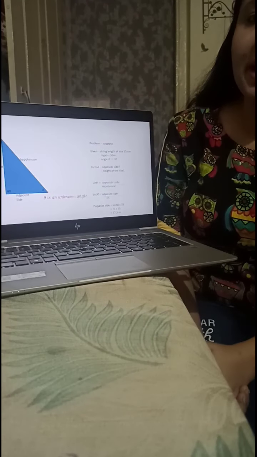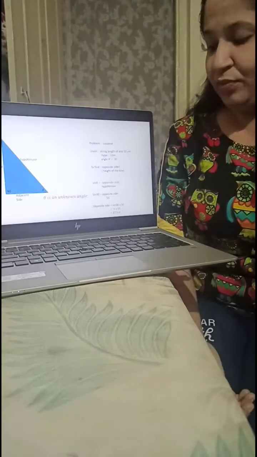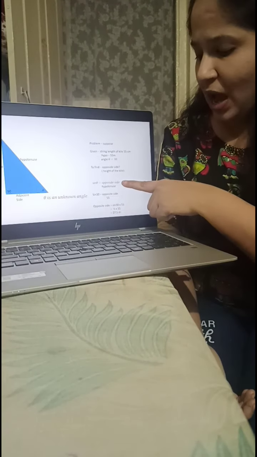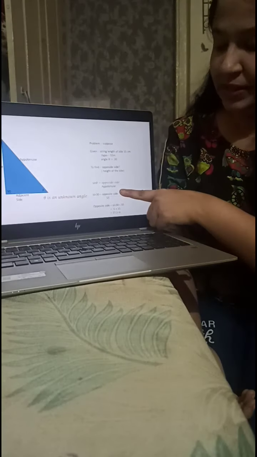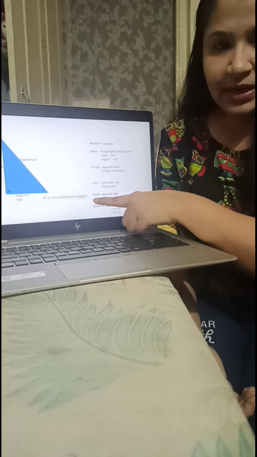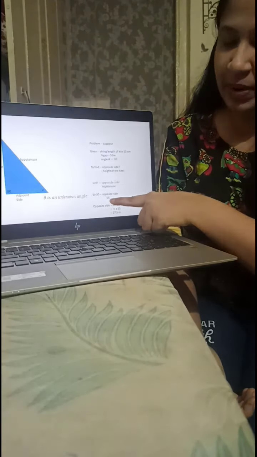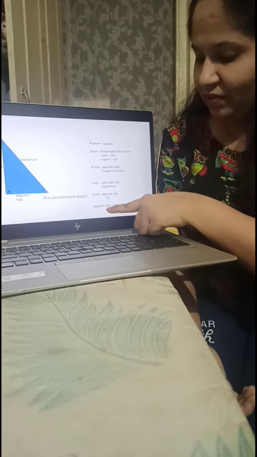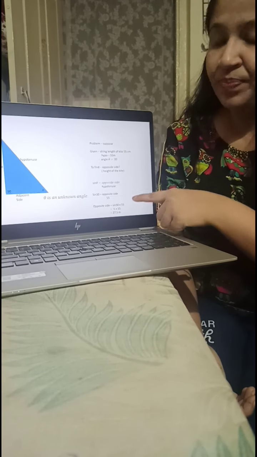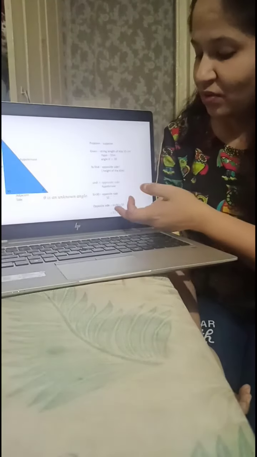So there is one formula that we use to calculate the opposite side or the length. There are some formulas we use in trigonometry that we will see later on. The formula that we use here is sin theta equals opposite side upon hypotenuse. Sin theta is sin 30, opposite side we don't have, and the hypotenuse is 55 meter. So opposite side equals sin 30 into 55. The value of sin 30 is 1 by 2.